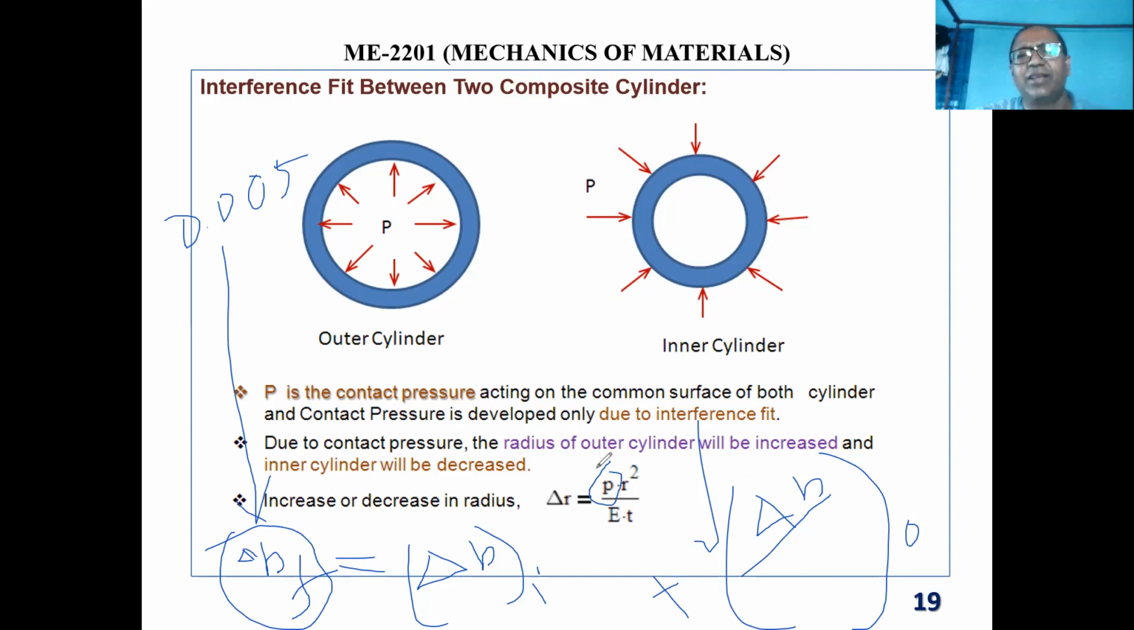So if you have the contact pressure, then from the value of contact pressure, you can also find how much stress is developed in this cylinder and in this cylinder. If you put too much interference, then your cylinder might fail due to the contact pressure. So you need to keep the contact pressure at a minimal level.